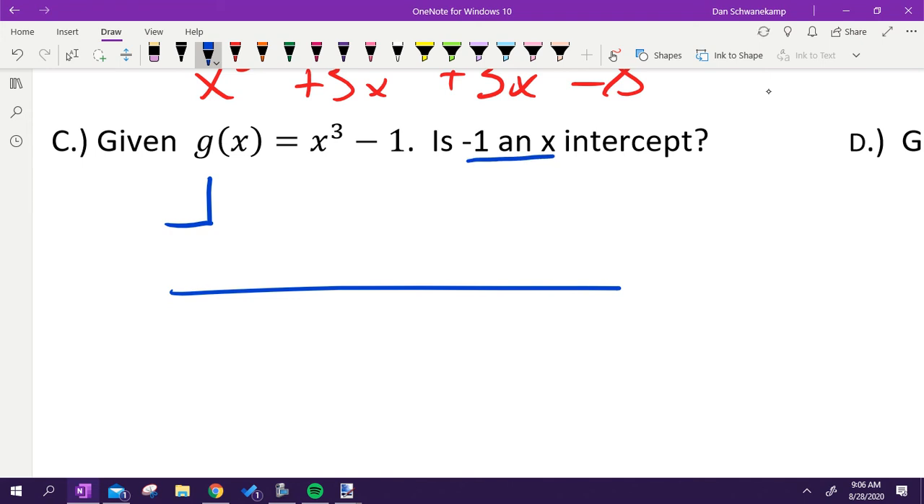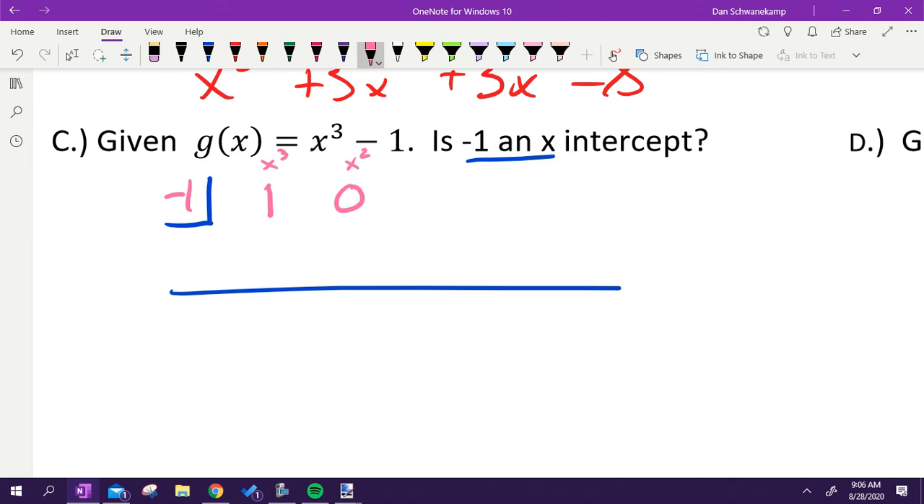We're trying to decide if -1 is an x-intercept. So we're throwing -1 in the box. We're going to put 1 for x cubed. Then we have to put a 0 for an x squared. That's called a spacer 0. We need to include a 0 for every term.